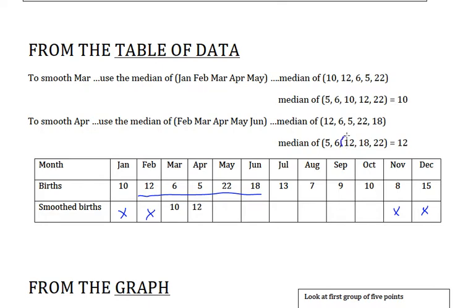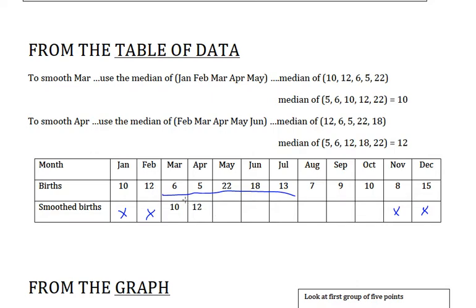So you'll see that the median is 12. It's the 3rd number. And when you've got 5 values, the median is always the 3rd, just like when you've got three values, the median number is always the 2nd. Okay, so let's do it for the last ones then. If I want to find it for May, I need to look at these 5.